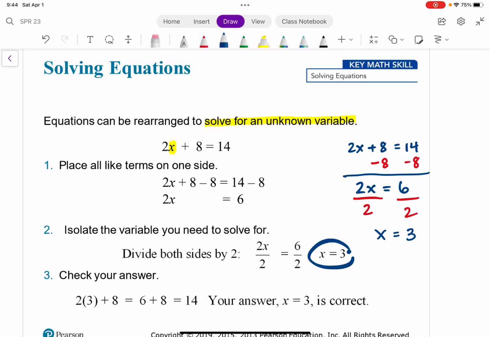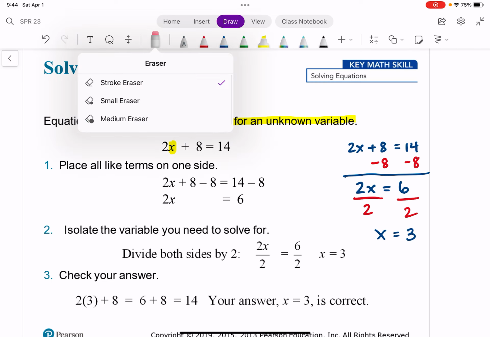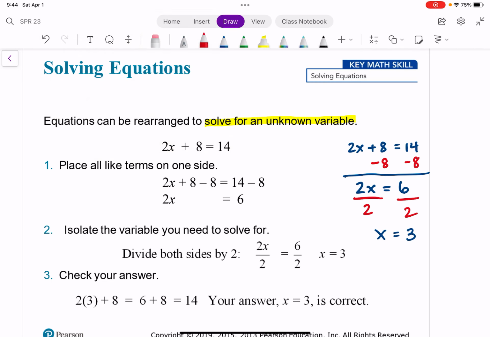Let's double check my work there. X equals 3. The way that you can also double check if you were ever unsure is, if you did this right, you should be able to plug your answer in here and get the correct answer. So let's do that. We have 2 times 3 plus 8 equals 14. So 6 plus 8, does 6 plus 8 equal 14? Yeah, it does. So we did this correctly. Okay, I hope that makes sense.